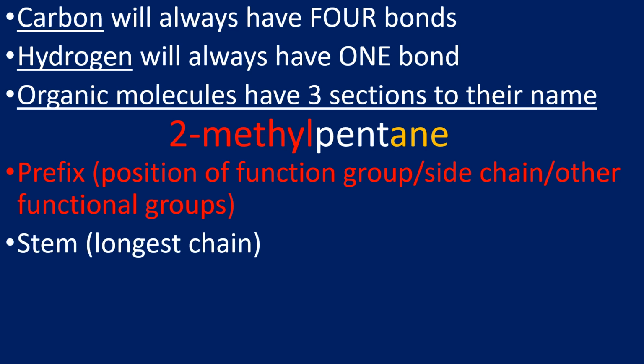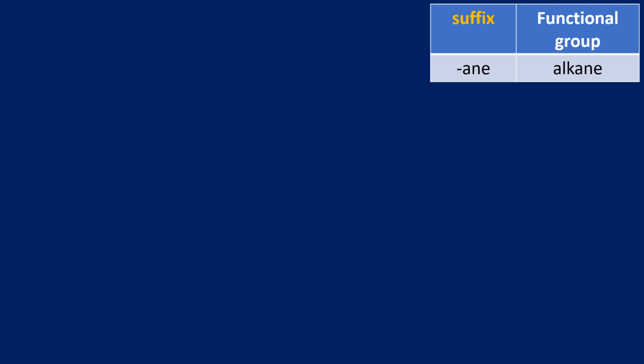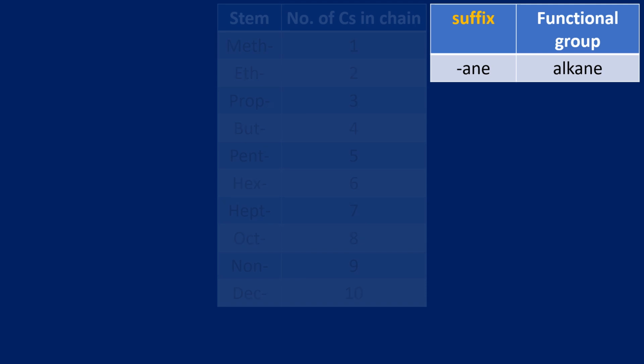The middle bit is known as the stem, and that's the longest part of the chain. So in this example, that pent, that's telling me that there's 5 carbons long. And then at the end, we have the suffix, which usually identifies the functional group. In this case, ane. So because this video is only going to look at naming alkanes, we only have 1 suffix to worry about in this video. In the next video, we'll introduce more. So the suffix here is just ane, and that's telling us that the functional group is an alkane.